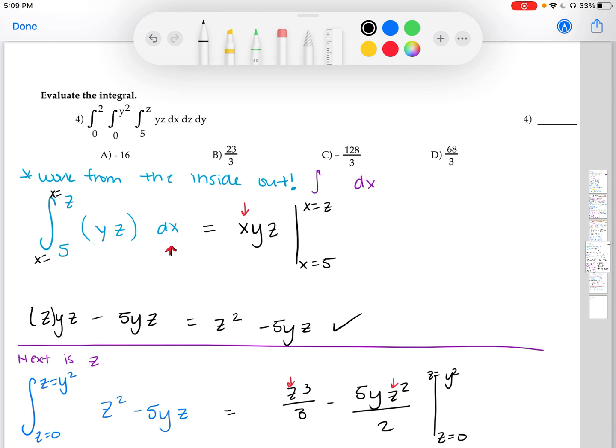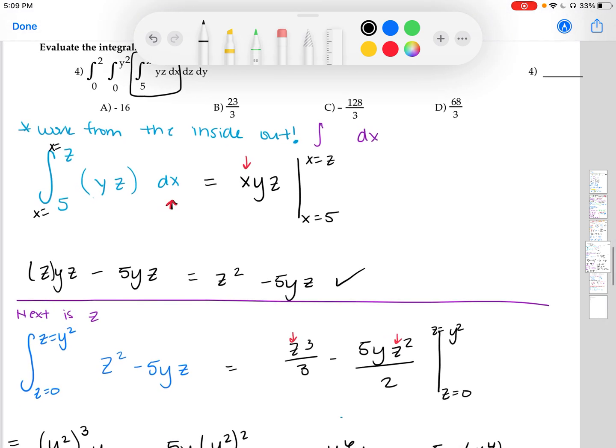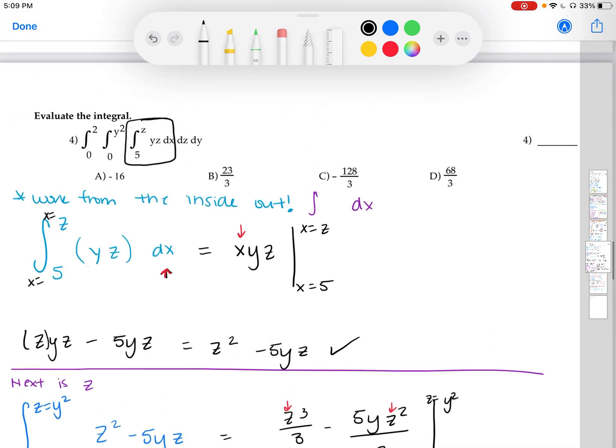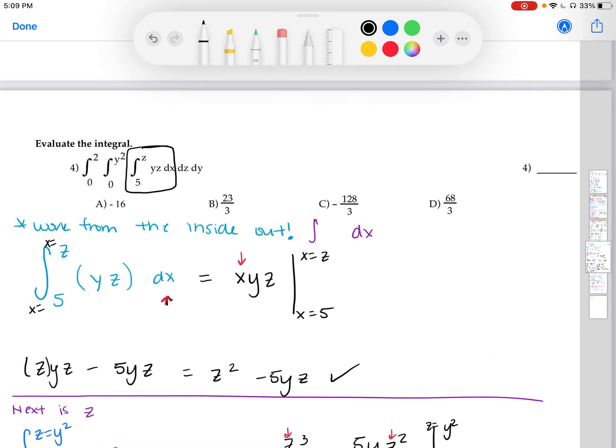Number 4, this one's pretty straightforward. It's a triple integral in x, y, z. Just remember to work from the inside out. So you first want to work with your x's. I momentarily ignore the other integrals and the other bounds and just work with that inner one, and I slowly develop it. And I do this because I always make the silliest mistakes. But you do it however you practiced it, however you feel most comfortable with.